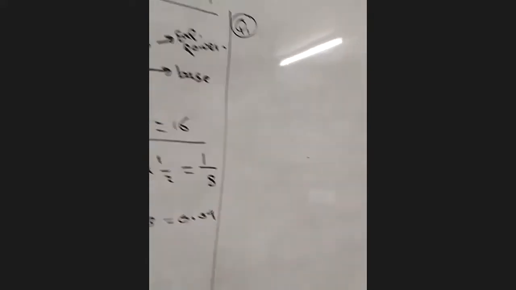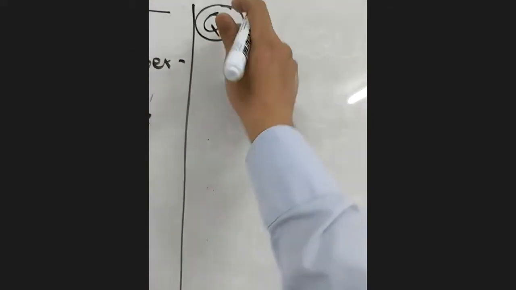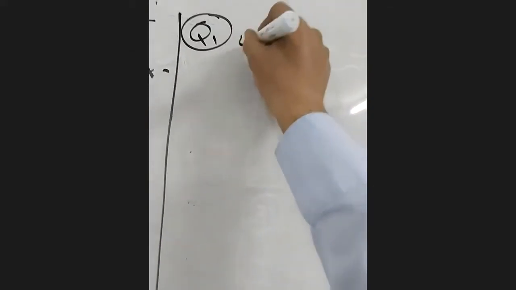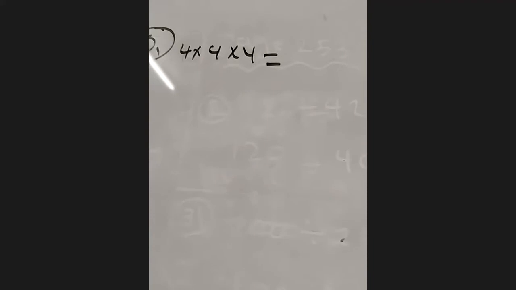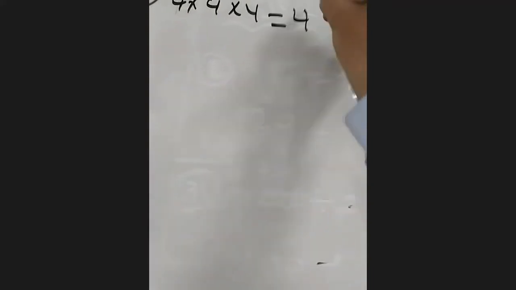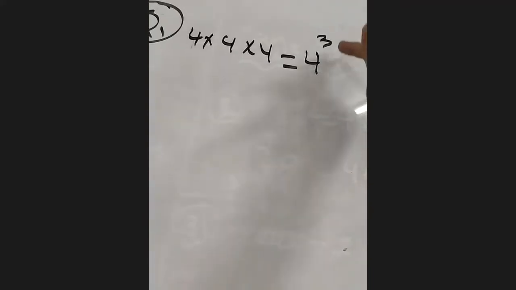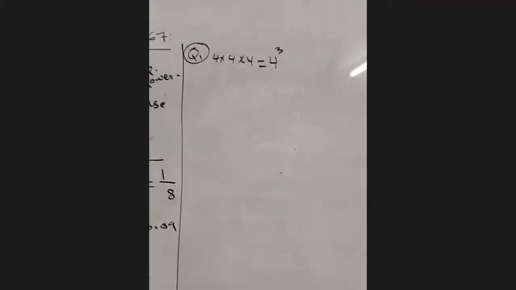Exponent. Question 1: 4 times 4 times 4. What is it equal to? 4 to the power of 3, or 4 to the exponent of 3. Okay? Thank you. This is question 1, guys.